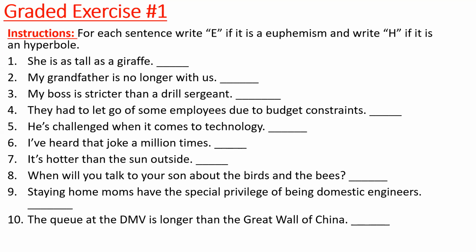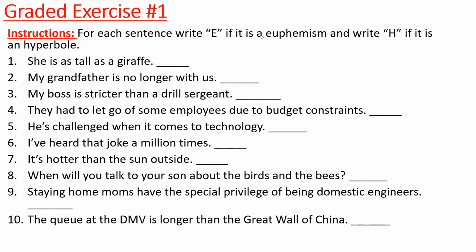All right, number 1 says, she is as tall as a giraffe. Number 2 says, my grandfather is no longer with us. Number 3 says, my boss is stricter than a drill sergeant. Number 4 says, they had to let go of some employees due to budget constraints. Number 5 says, he's challenged when it comes to technology. Number 6 says, I've heard that joke a million times.